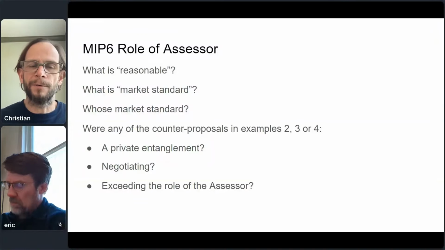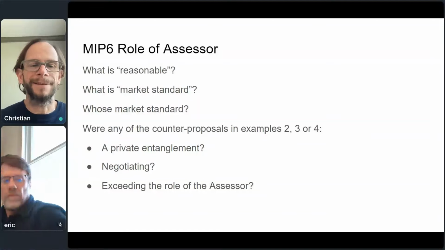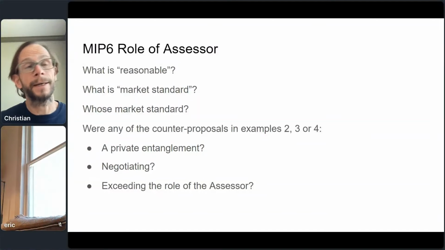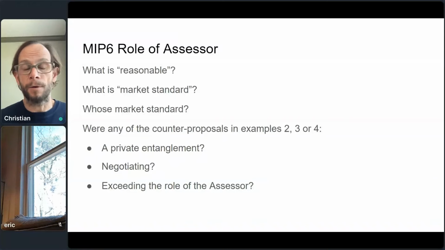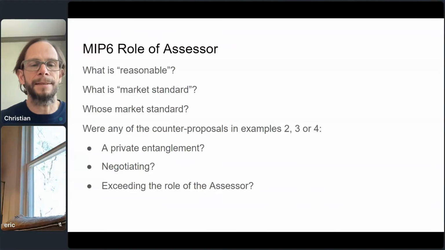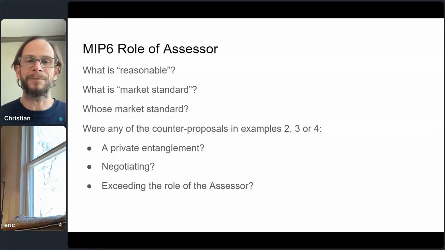In the real world, you would negotiate. You would say, okay, well, I get term 1, but term 1A is better, or term 1B is better for Maker. As a lawyer, I don't necessarily view that as being privately entangled, or certainly it is negotiating. We're trying to get better terms from Maker. Is that okay? So next slide, Retro.